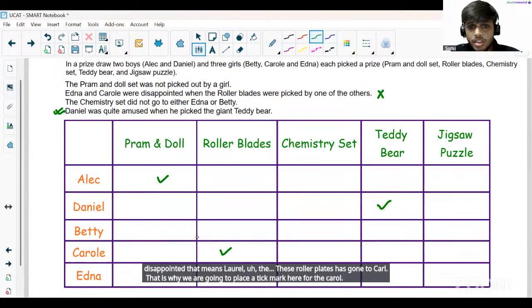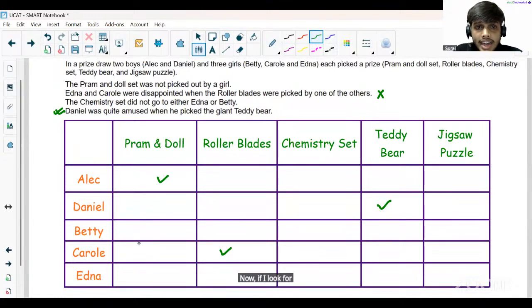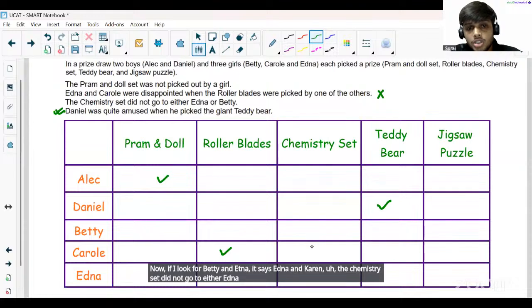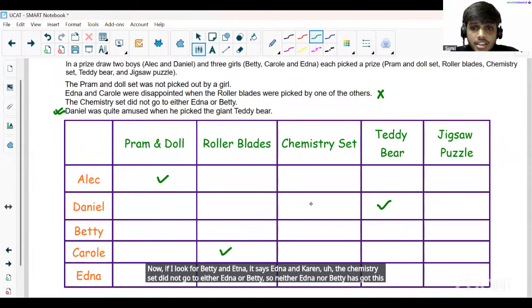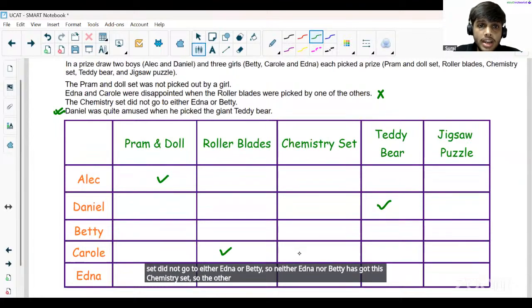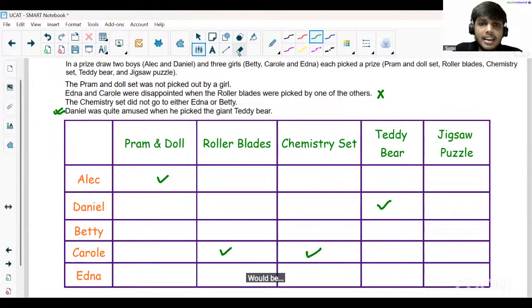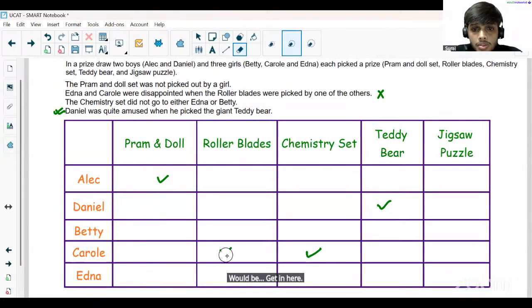Now, if I look for Betty and Edna, it says Edna and Carol. The chemistry set did not go to either Edna or Betty. So neither Edna nor Betty has got this chemistry set. So the other person who could have received it would be Carol here.